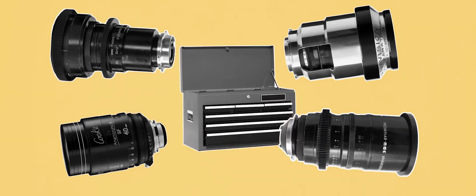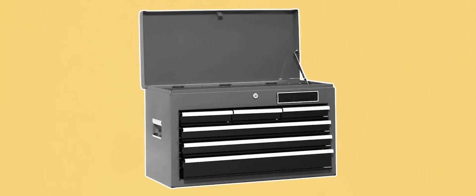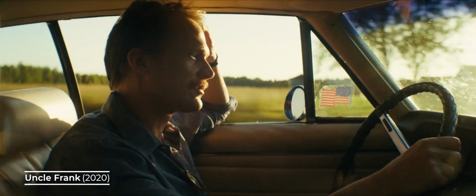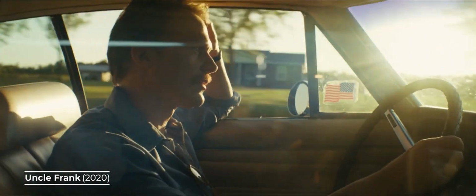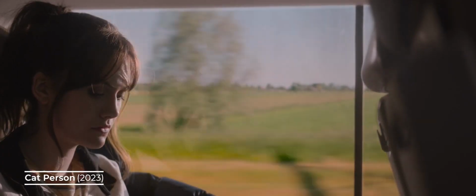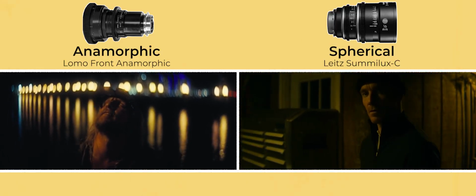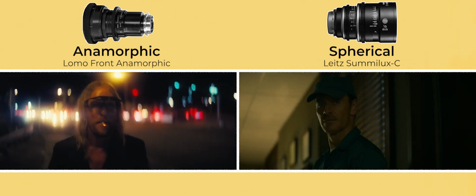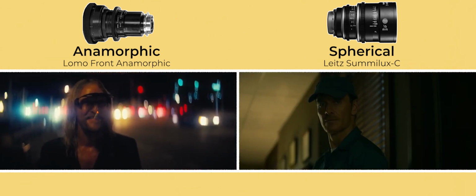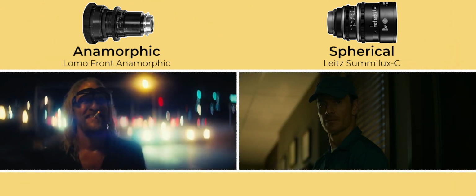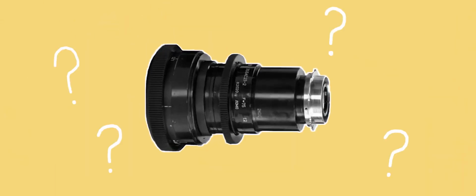Choosing a set of lenses is one of those tools in a cinematographer's toolbox that can influence how stories are visually presented and how they are practically shot. Anamorphic glass is different to normal spherical lenses in many ways, so much so that shooting anamorphic is considered a different format altogether. But what is it that makes these lenses different? Let's do a bit of a deep dive.